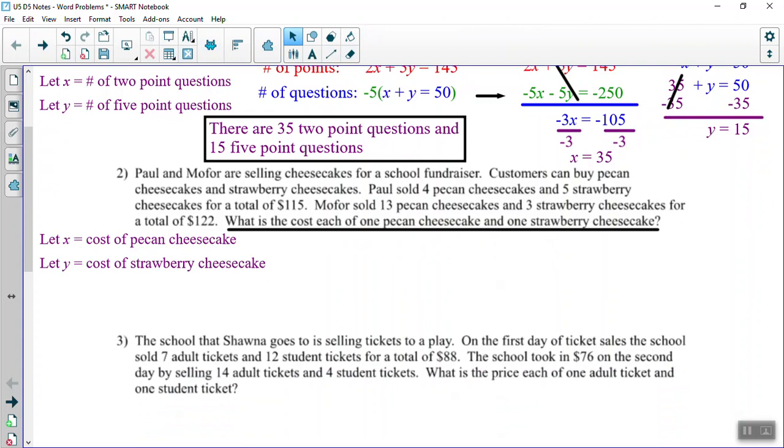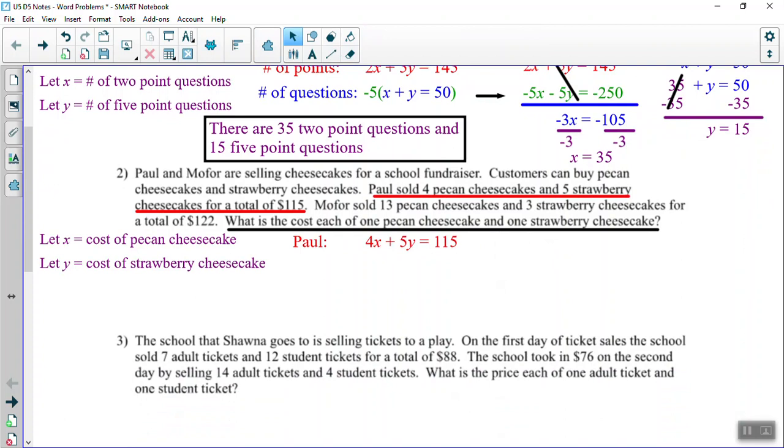All right, now let's come up here, and what we see is we see 2 different people. So in this case, our equations are going to be broken down by people. So let's start with Paul. All right, Paul sold 4 pecan cheesecakes and 5 strawberry cheesecakes for a total of $115. All right, so let's translate that. So 4 times the cost of a pecan cheesecake plus 5 times the cost of a strawberry cheesecake will give us $115.